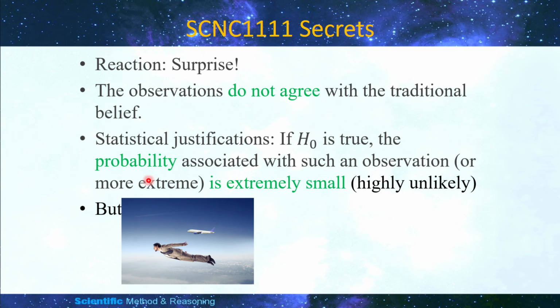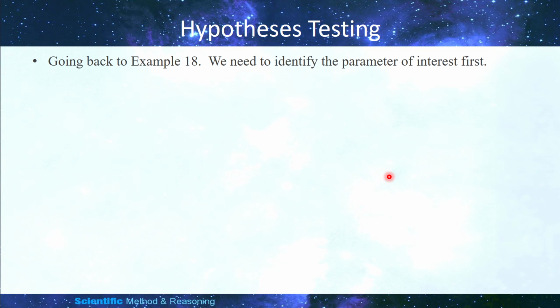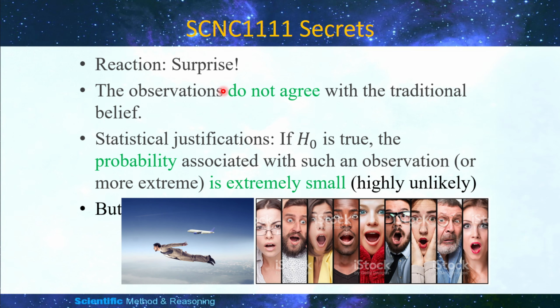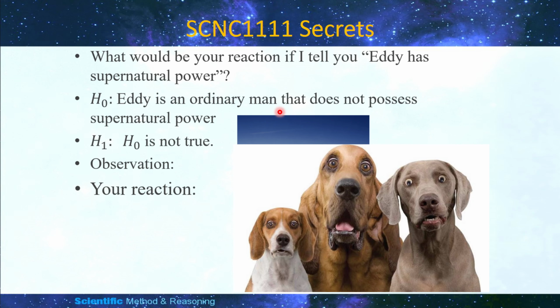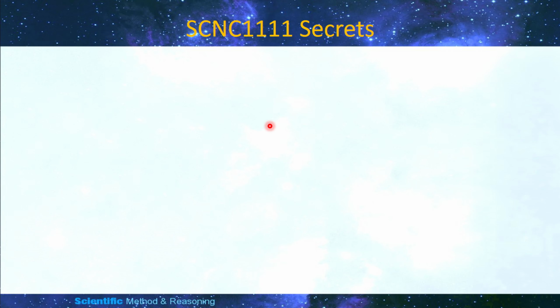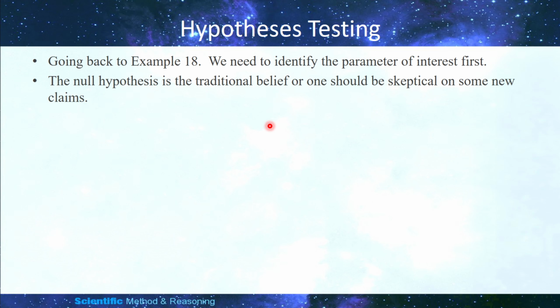So under the null hypothesis, this probability is almost zero. The probability associated with such an observation is zero if the null hypothesis is true. So what would be the problem? The problem would be the assumption. There would be some problem associated with the assumption that Eddie is an ordinary man. There is no way that Eddie is an ordinary man if he can fly. So that is the rationale of carrying out a hypothesis test.